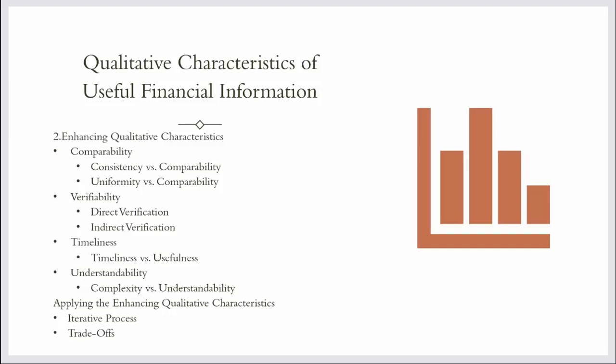Verifiability. Explanation. Verifiability means that different knowledgeable and independent observers can reach a consensus that a particular depiction is a faithful representation. This characteristic ensures that financial information is reliable and can be trusted by users. Direct verification. Direct verification involves verifying information through direct observation. For example, counting cash to verify the cash balance reported.